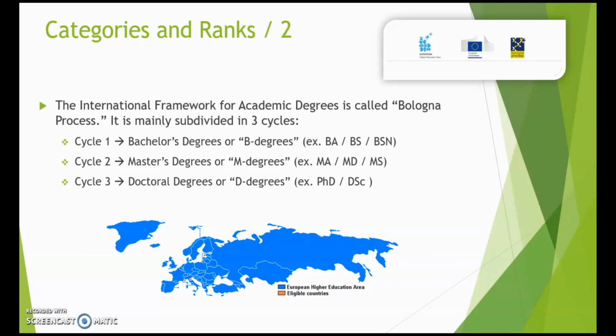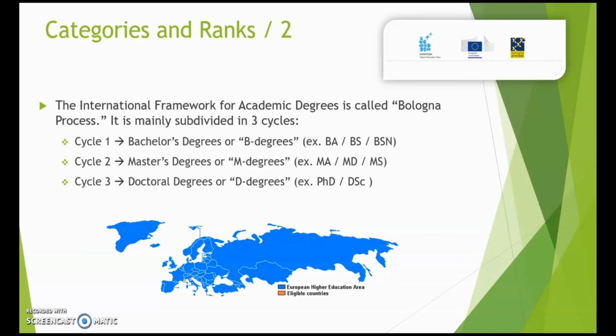So anyway, the cycles are three. The main cycles are three. Cycle 1, bachelor's degree, or B degrees, from the B of bachelor, for instance, BA, BS, and BSN. Cycle 2, master degrees, or M degrees, for instance, MA, MD, and MS. And finally, cycle 3, doctoral degrees, or D degrees, for instance, PhDs and DSCs.